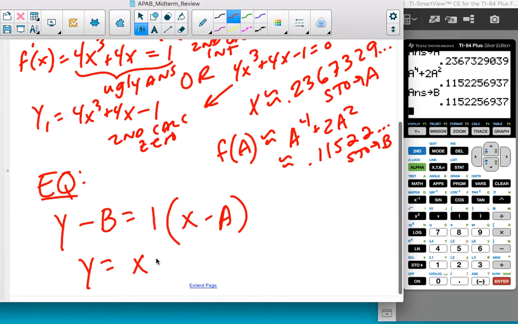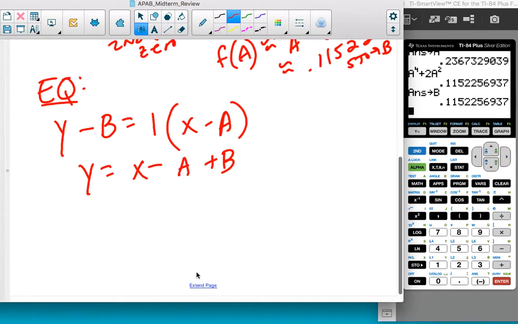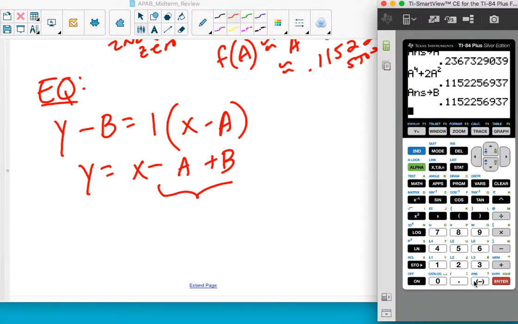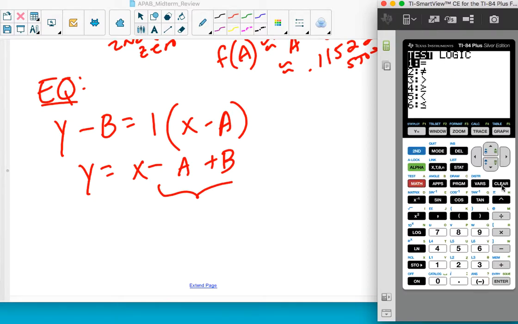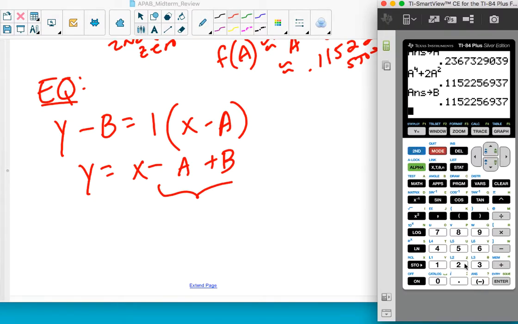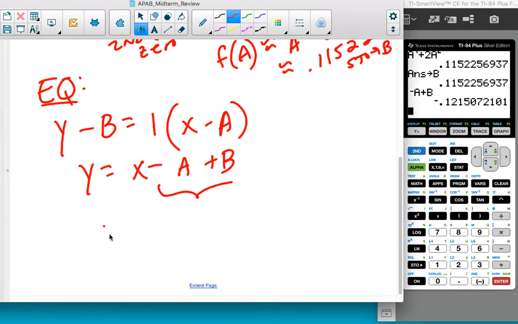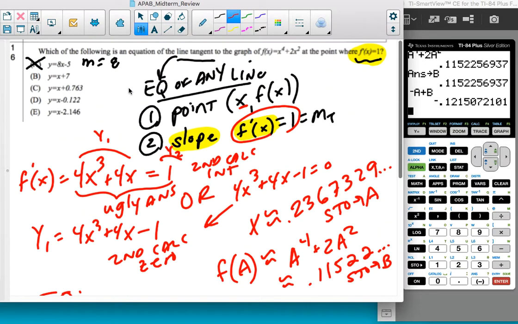If I distribute that 1 and add the B over, apparently the number I'm looking for is whatever negative A plus B is. So I'm just going to go ahead and say, all right, cool. I want negative A plus B. And I get that this is y equals x minus 0.121 or 2, depending if you round or truncate. And when I go up and look at my answers, that's answer D. And that's it. So not an easy problem. Calculator definitely required, but there you have it.